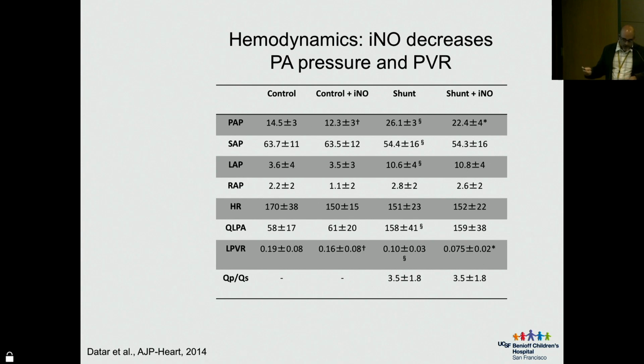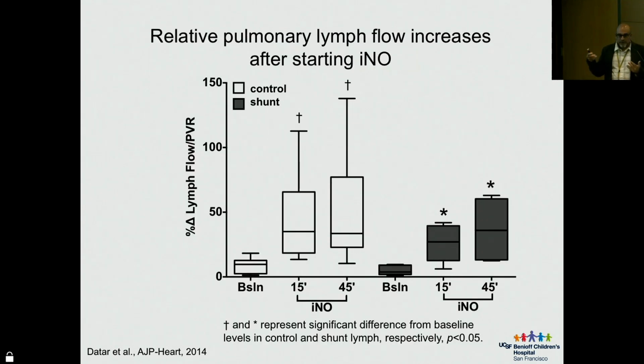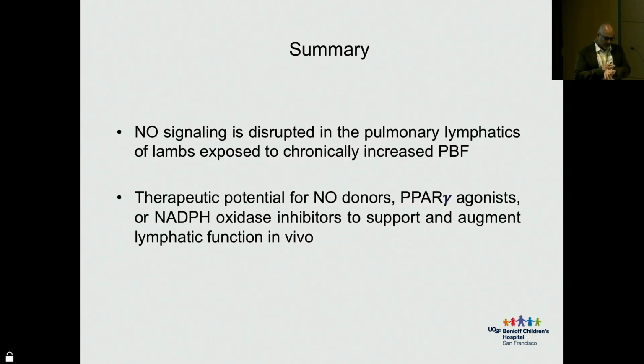And in fact, if you normalize for the pulmonary vascular resistance, we saw a relative increase in both controls and shunts across the time period that we studied them. So just to summarize this part of the talk, I think I'm running out of time here, but nitric oxide signaling, we've shown pretty well, is disrupted in the pulmonary lymphatics of these lambs that have chronically increased pulmonary blood flow.